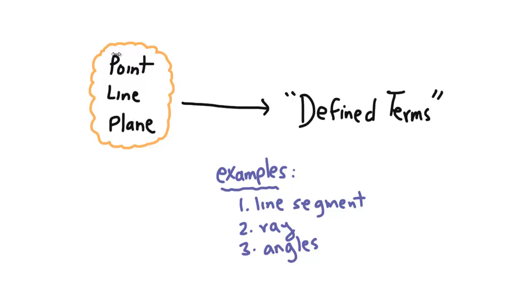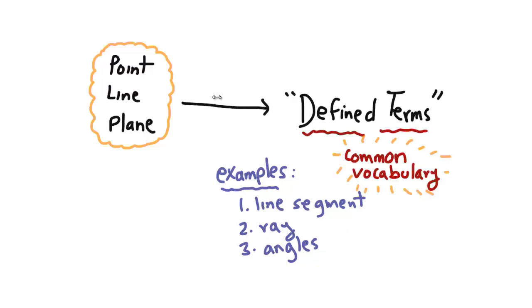So now that we know the undefined terms, which are point, line, and plane, we can use them to come up with defined terminologies. For example, we can use them to define a line segment, a ray, or angles. The reason that we want to come up with defined terms is that we want to create a common vocabulary in geometry so that we can use it to relate geometric figures and relationships.